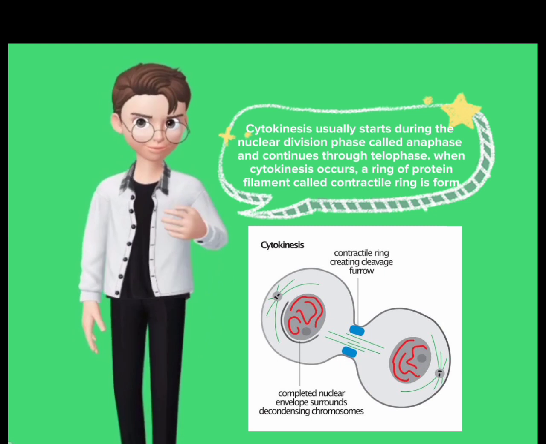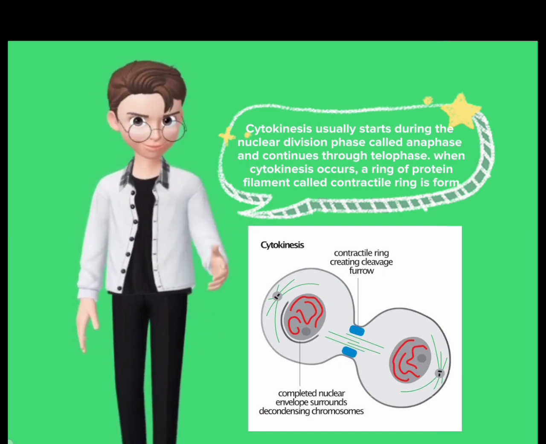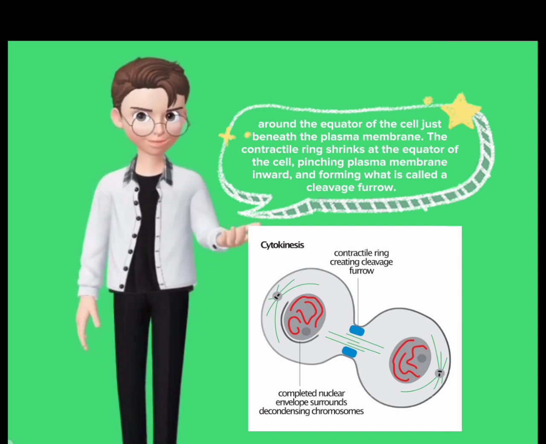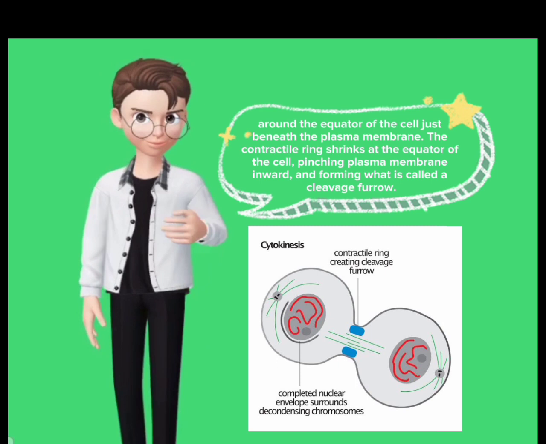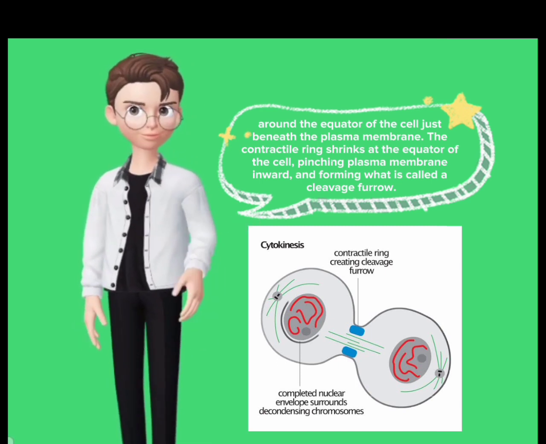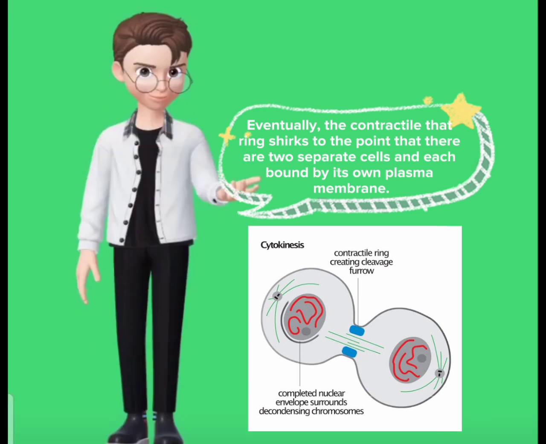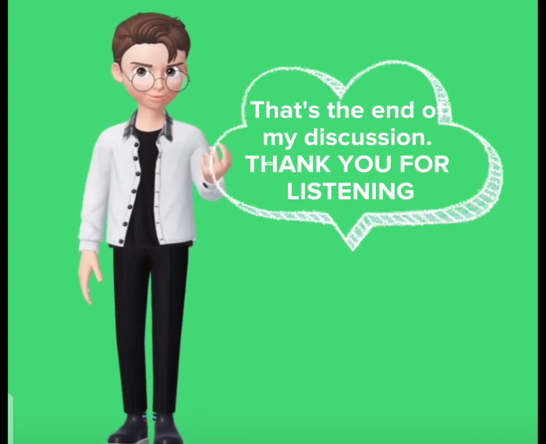When cytokinesis occurs, a ring of protein filament called the contractile ring is formed around the equator of the cell, just beneath the plasma membrane. The contractile ring shrinks at the equator of the cell, pinching the plasma membrane inward and forming what is called a cleavage furrow. Eventually, the contractile ring shrinks to the point that there are two separate cells, each bound by its own plasma membrane. That's the end of my discussion.